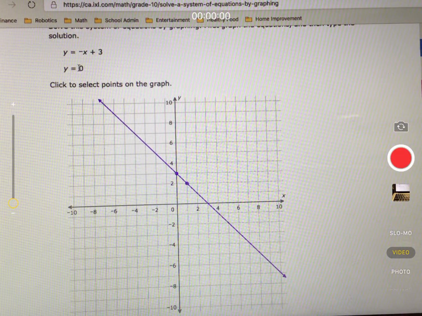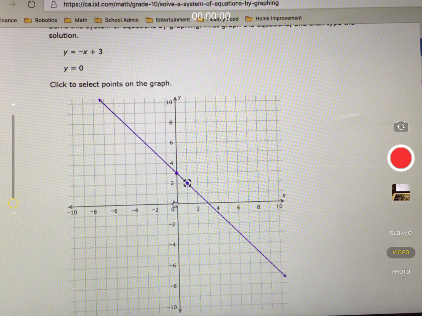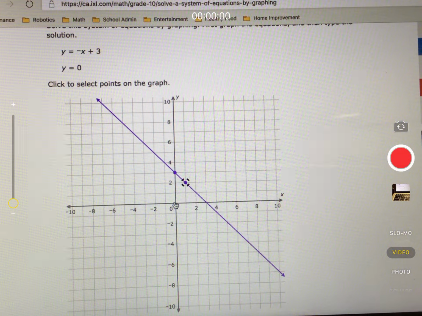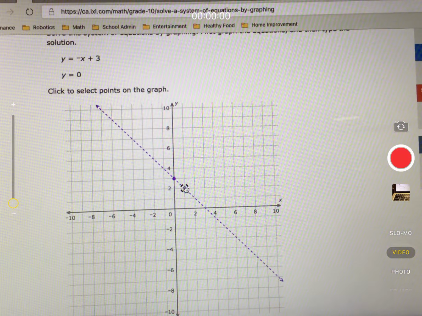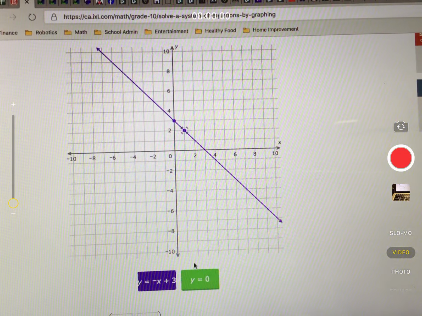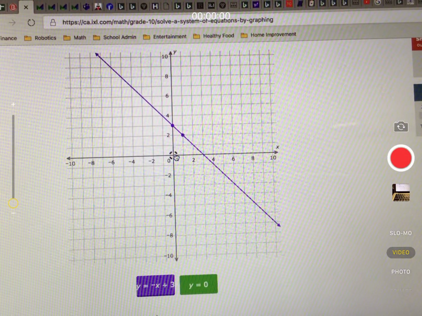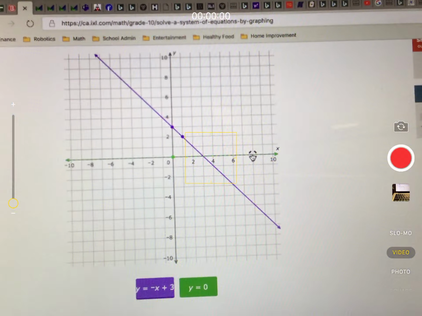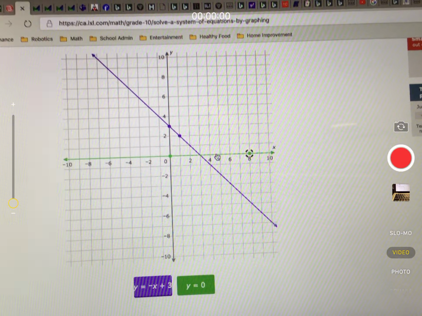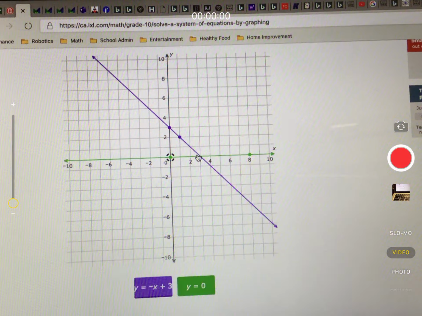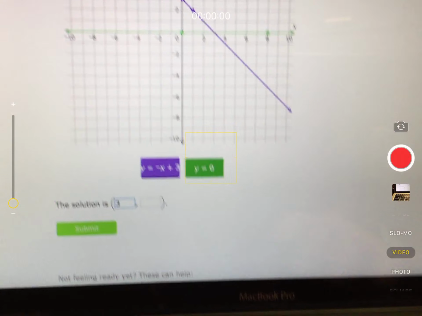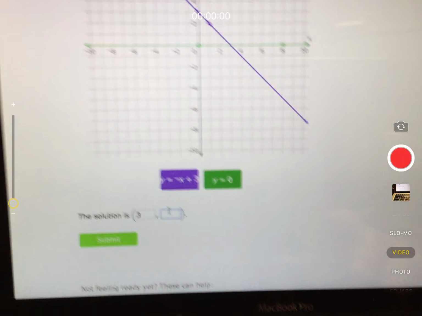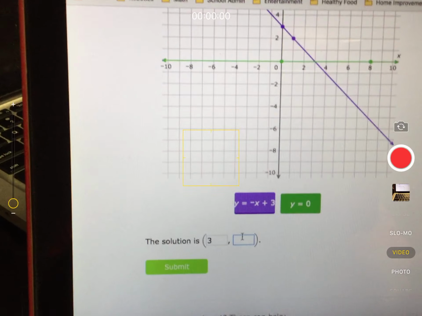Now I look at y equals 0, and for y equals 0, I know that that's going to be a horizontal line right on the x-axis. Oh, sorry, let's do our purple one. Now we'll do our green one. That'll be a horizontal line right on the x-axis, and you can see where the two lines intersect at 3 and 0. So the solution is 3 and 0.